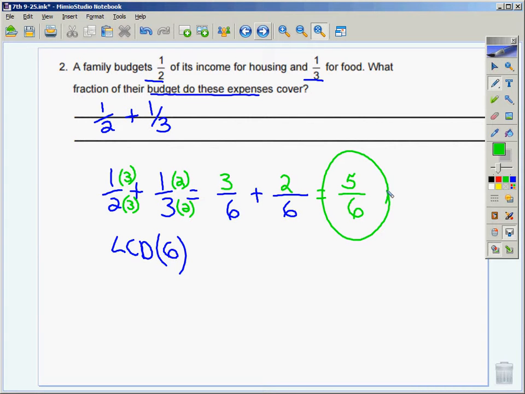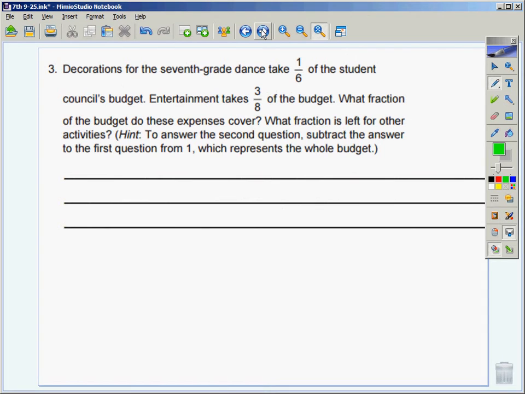Again, you may need to pause this. Number 3, you're again going to have to write it down. This is the same type of problem. It does have an extra step. You'll notice it says, what fraction of the budget do these expenses cover? And it also says what fraction is left over.